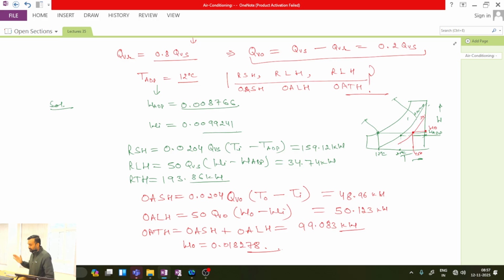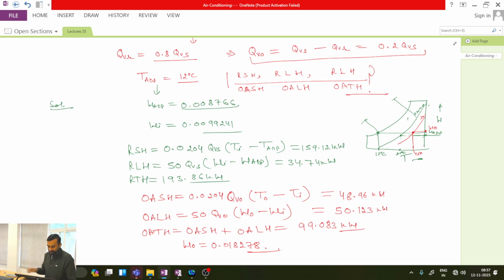Till now, what assumption did I make? Bypass factor was 1. Other than that, whatever volumetric flow rate is given, it is given for the indoor conditions. What are the indoor conditions? 25 degrees Celsius and 50% RH. But in any case, what can happen?